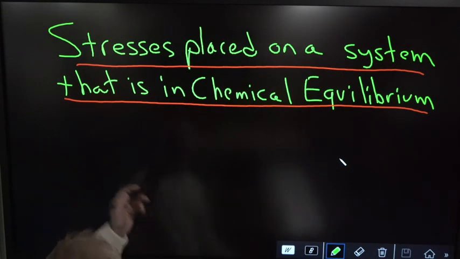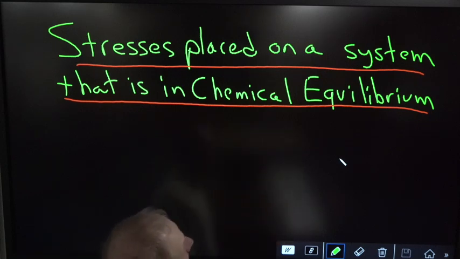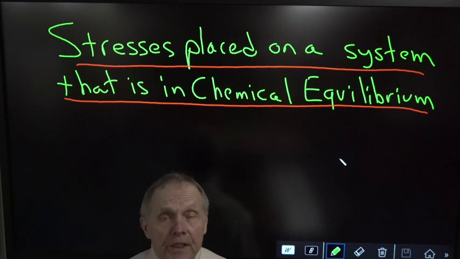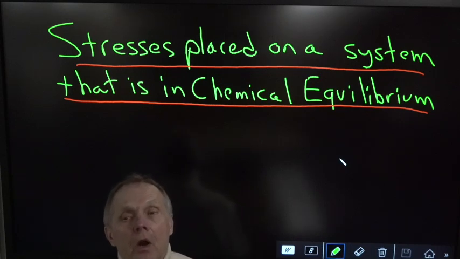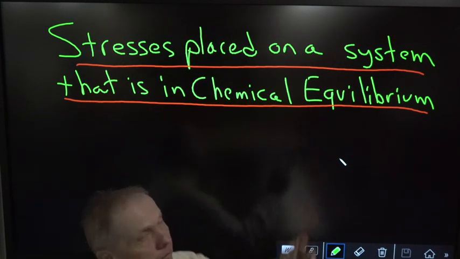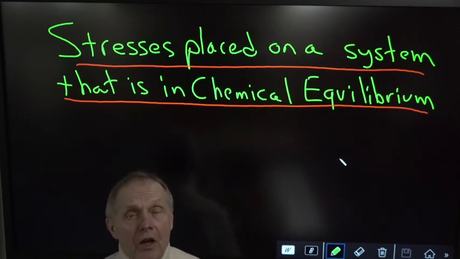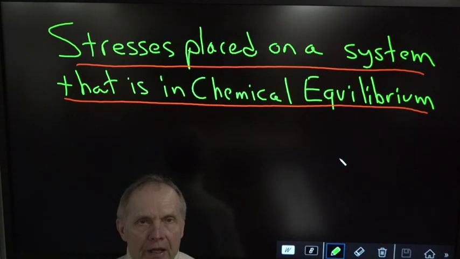So this is stresses placed on a system that is in chemical equilibrium. The last video we did together, we discussed what equilibrium was. So a brief review of what equilibrium is. Remember, equilibrium means that the rate of the forward reaction is equal to the rate of the reverse reaction, and you need two prerequisites for that to occur.